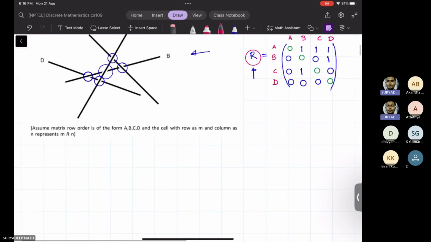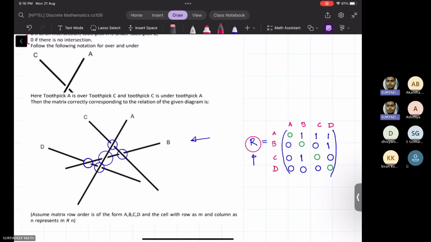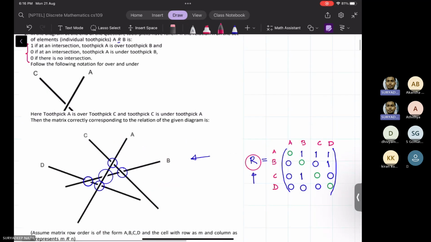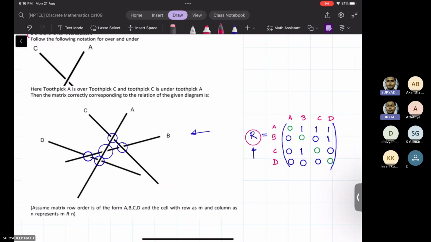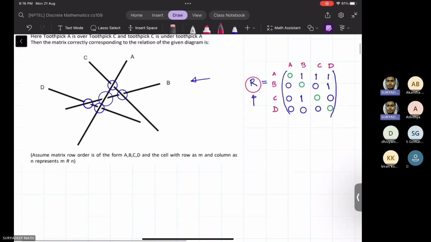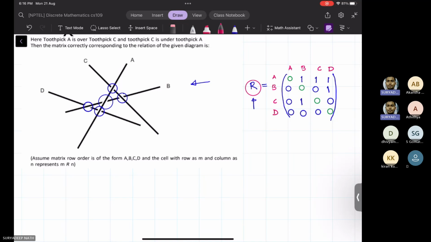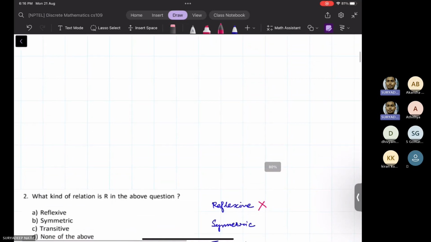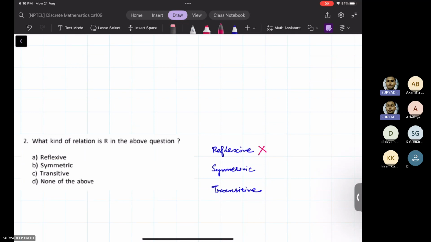Right. So if A is related to B, then B is related to A. But in this relationship, it means that if A is over B, it cannot be possible that B is over A as well. So if A R B exists, then B R A cannot be possible. Therefore, it is not symmetric.